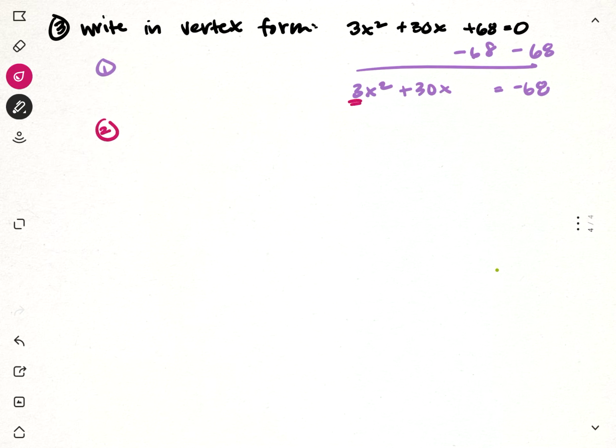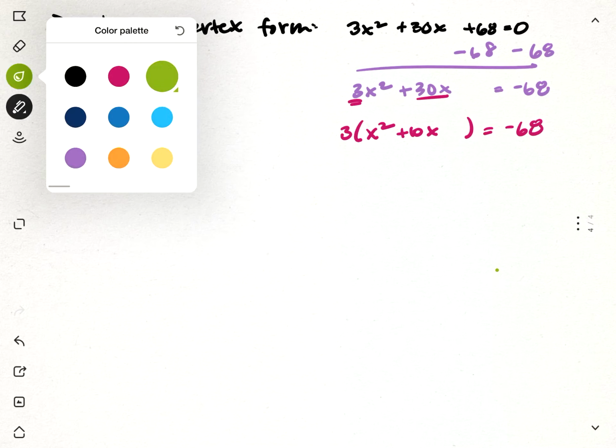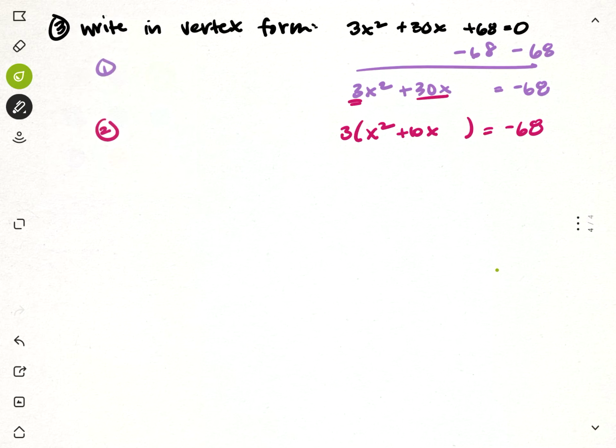Step 2, we're going to factor out the 3. So we're going to have 3 parentheses. The x squared is left. 30 divided by 3 is going to give us 10x equals negative 68. Nothing changed there.